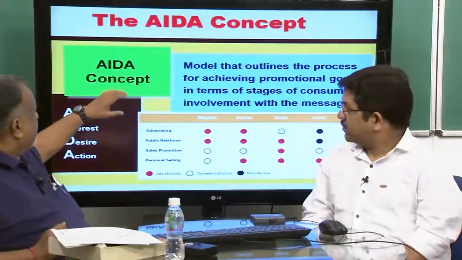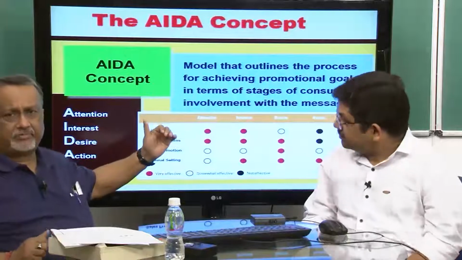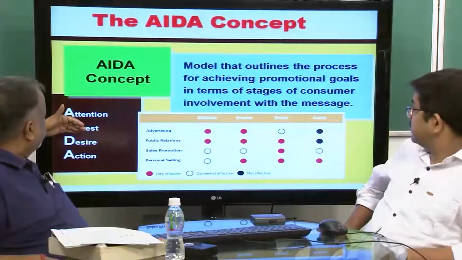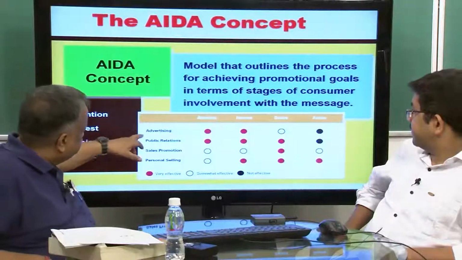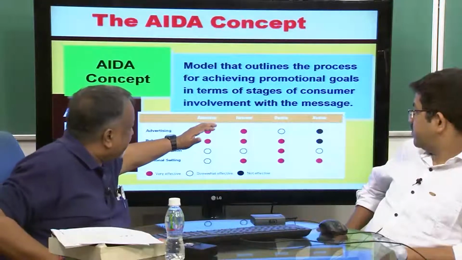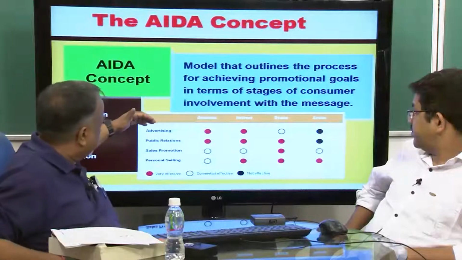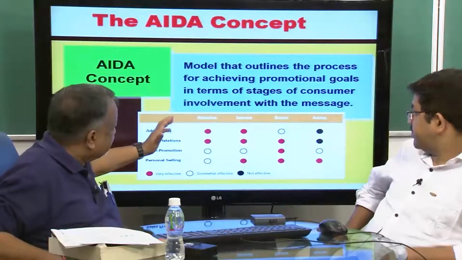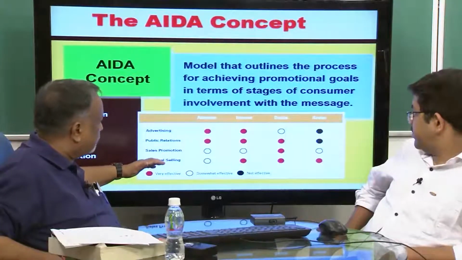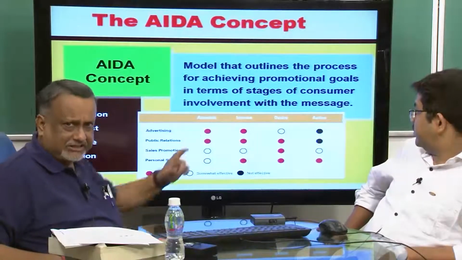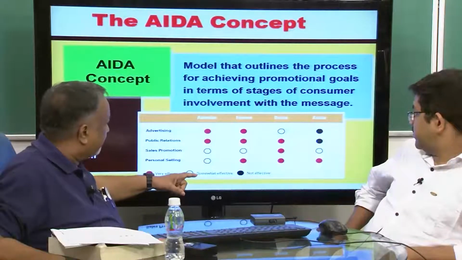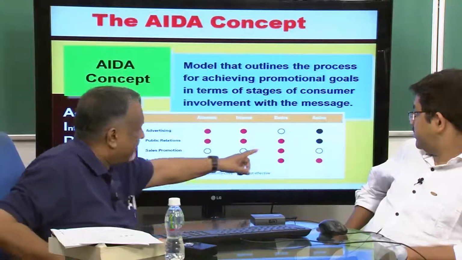And again we discussed in detail all these models for the purchase process. So, this is attention, interest, desire, action, and as you see advertising plays a crucial role to create attention and draw interest, whereas public relations covers attention, interest, desire. But when it comes to the final action, that is the purchase action, we see the key roles are played by sales promotion and personal selling.